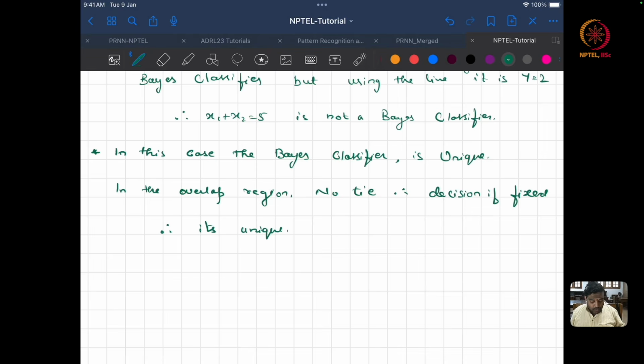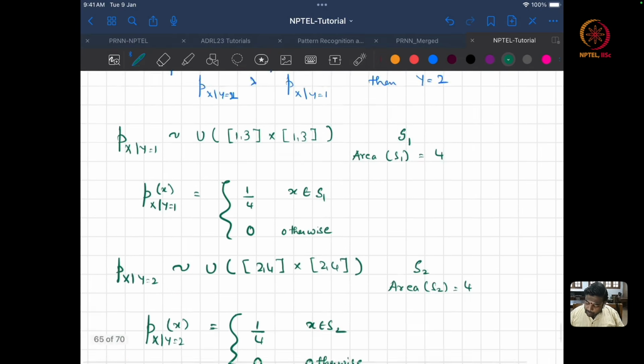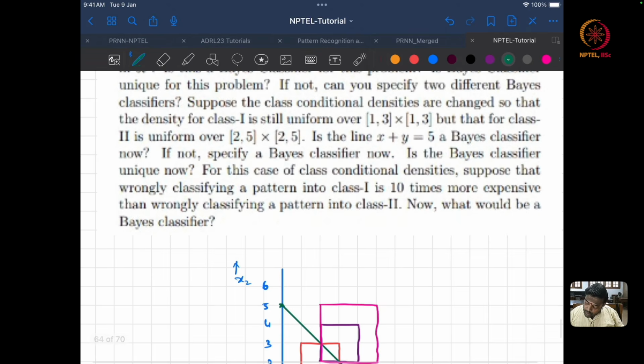Now this gives us the answer for the second part of the question. Let's look at the third part. For this class conditional identity, suppose that wrongly classifying pattern 1 to pattern 2 is 10 times more expensive than wrongly classifying pattern into class 2. Now, would it be a Bayes classifier? That is the question.